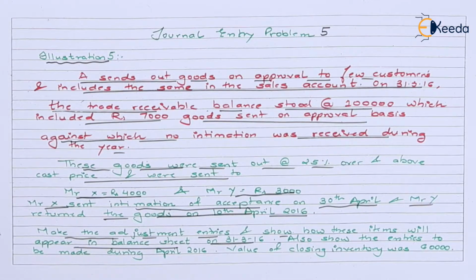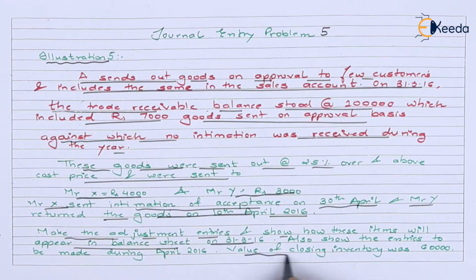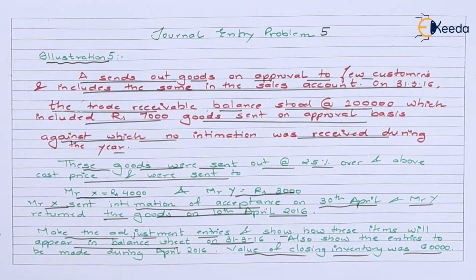Now we have to make the necessary adjustments and show how the accounts will look as of the balance sheet on 31st of March 2016. Also, we have to pass the necessary journal entries, and they've also added one more piece of information here. Value of the closing stock has been made at 60,000. That means the closing inventory was valued at 60,000. So now that we have this question, we have to prepare certain journal entries. We have to show the balance sheet standing as well. So let's go ahead and figure out the journal entries first.